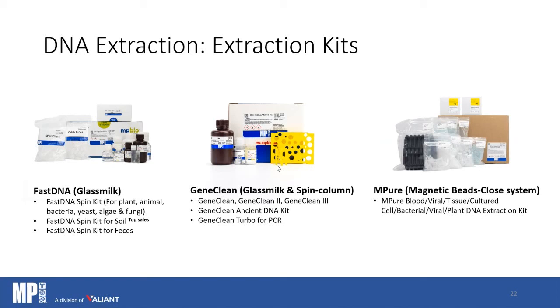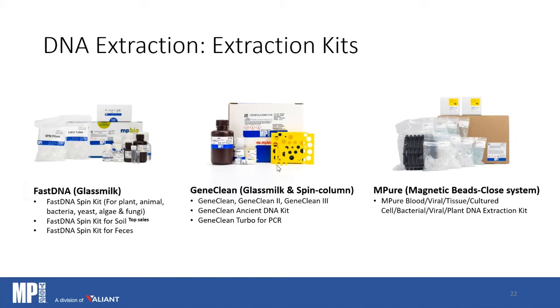The first product range, FastDNA, uses the glass milk technology. There is the FastDNA Spin Kit, which is used for plant, animal, and bacterial samples. FastDNA Spin Kit for Soil and FastDNA Spin Kit for Feces are used for soil and feces samples, respectively.